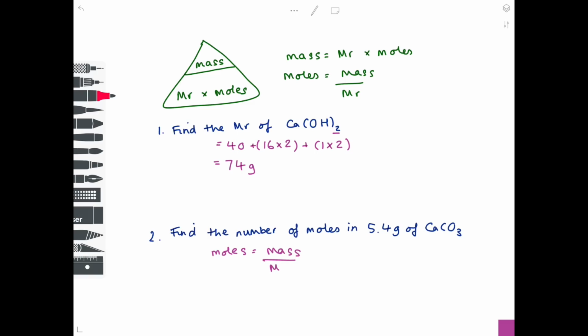So using my formula triangle, I see it's mass divided by MR. We've been given the mass in the question, which is 5.4. Now we need to work out the MR of calcium carbonate. So using the periodic table, calcium has a mass of 40, carbon is 12, oxygen is 16, and we need to multiply that by 3 due to this 3 here. So that's 5.4 divided by 100, which is 0.054.